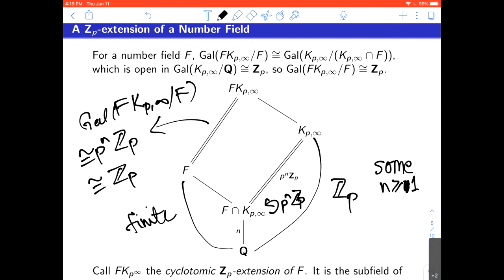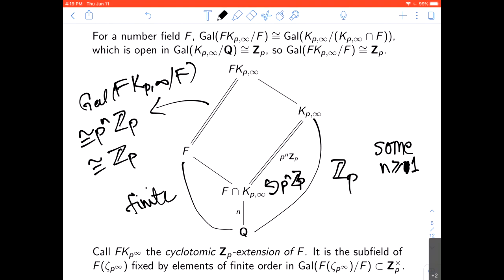And so in this way, we get a Z_p extension of F, taking the composite with the Z_p extension of Q that I constructed before. So this method could also be described more directly as: adjoin all the p-power roots of unity to F, and then look at the fixed field by the elements of finite order inside that Galois group over F.